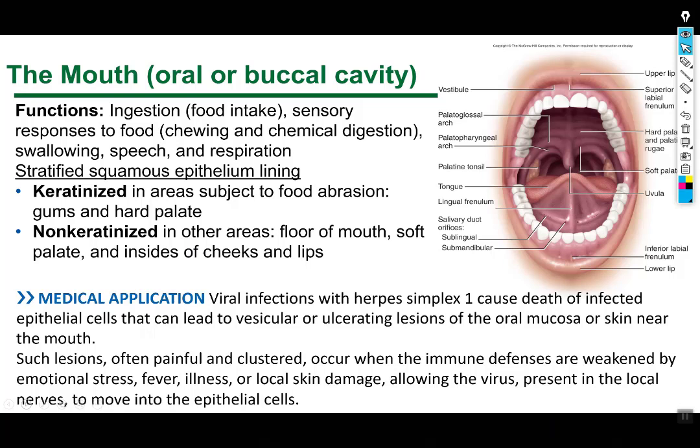So with regard to medical application, viral infections cause the death of infected epithelial cells, and that leads to blisters. So we call these vesicular ulcerous lesions. And I do want to stress that although simplex 1 is usually associated with oral lesions and simplex 2 with genital lesions, you can get herpes simplex 1 on your genitals, and you can get herpes simplex 2 in your mouth and on your throat. So herpes does not discriminate. All it wants is for a cell to infect and then a neuron to hide in. It doesn't really care where on your body that occurs.